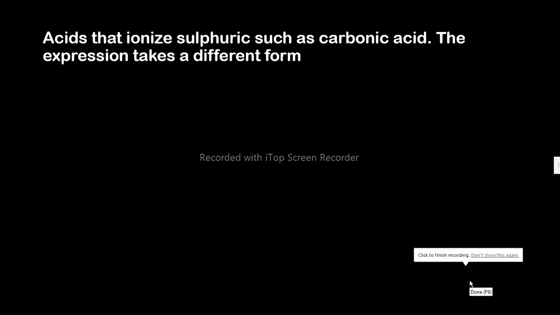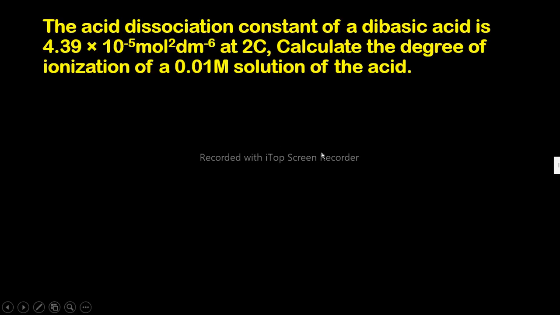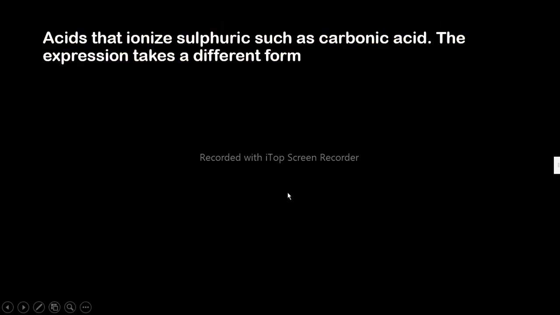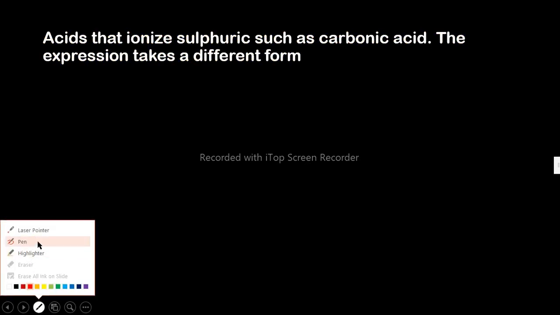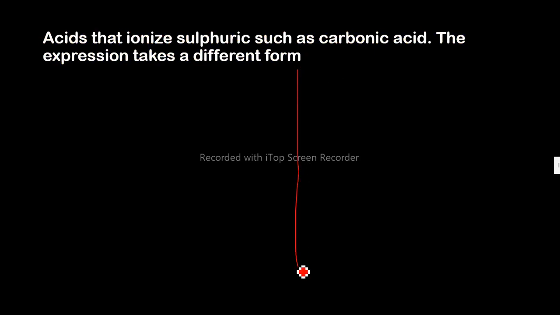Yes, so we have seen how to determine the degree of dissociation of a monobasic acid. Now for the dibasic acid, it's kind of different, in a way that dibasic acids do ionize. If it's sulfuric acid, for instance, first of all, it's a strong acid, and a strong acid ionizes fully.